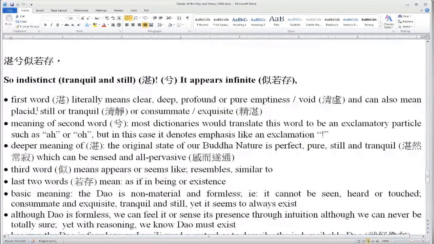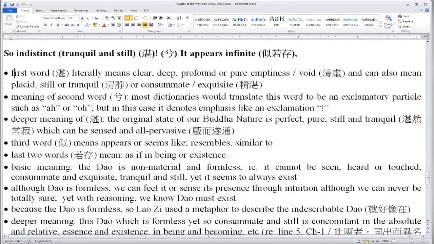Anyway, so he's talking about the Tao again, right? So he says, 三息四落尘. It just means that it is so indistinct, tranquil, I can say still. It appears infinite. 尘. It just means it's as if it always has existed. Always existed. That's what this means.